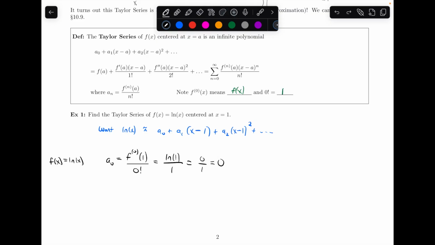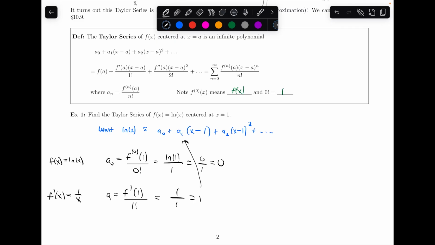So to get the next coefficient, I'll have to do the derivative of f of x. So f prime of x is 1 over x. And now, to get a1, if I plug 1 into this, I got to do the first derivative of f, which I could also just write as f prime. And I'm plugging in 1, the center point, over 1 factorial. So if I plug 1 into this, I just get 1 over 1 factorial, which is 1. And 1 over 1 is just 1.